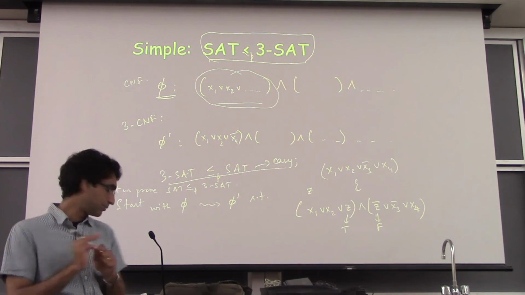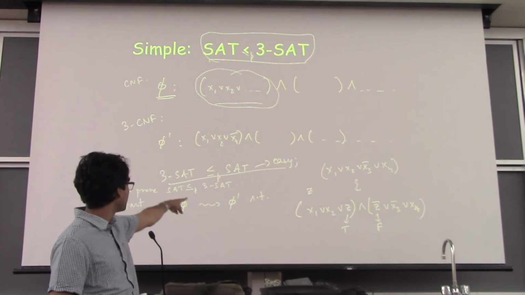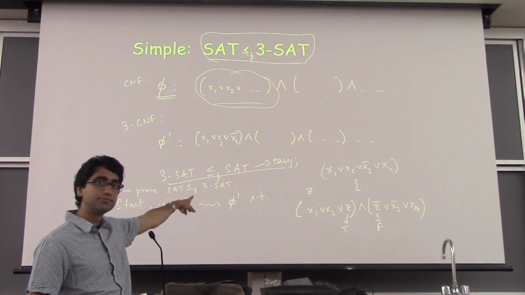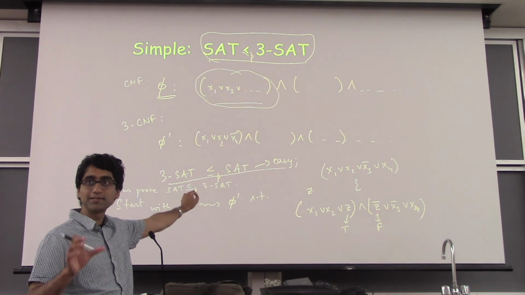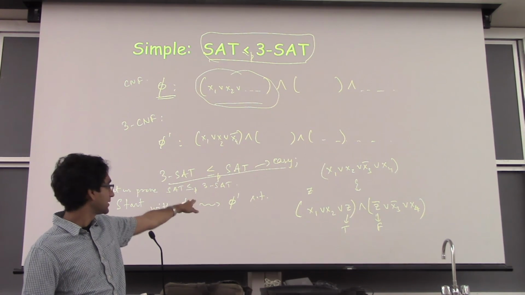Remember that when you are doing a reduction, you want to come up with a phi prime that has the same satisfiability, and also phi prime should have size that is at most polynomial in phi. That is one thing you should be careful about.